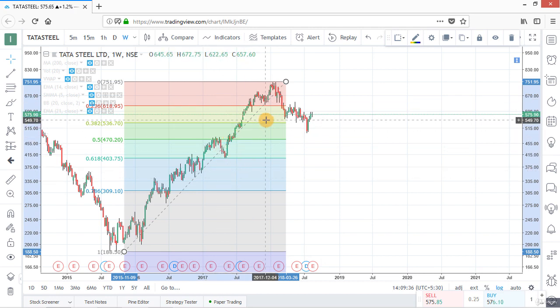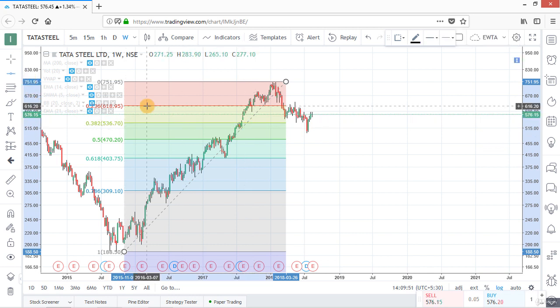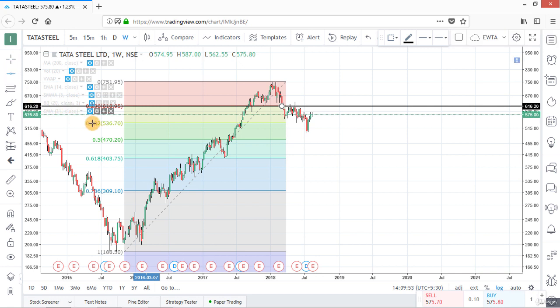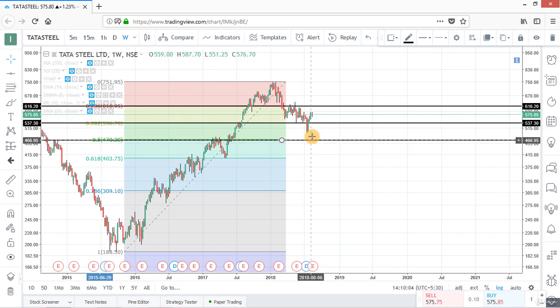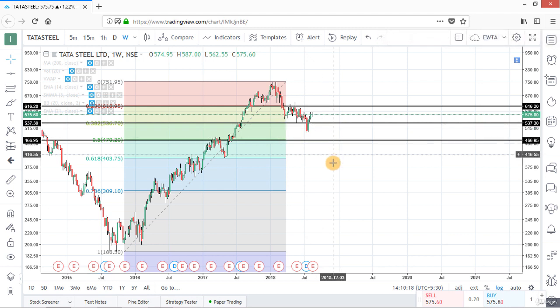So we will mark the levels that are near to our position because those levels are only significant for us. So this is a 23.6% level and then this is 38.2% level and the next level is 50% level. Now the stock is in between these two levels and these are 23.6% level and 38.2% level.